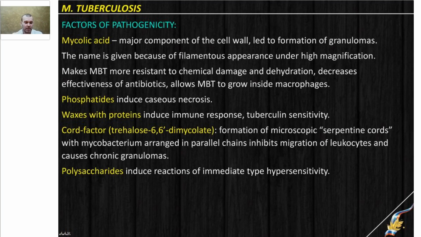We will talk about that later. Another important factor is known as the cord factor. It is a unique chemical compound which is responsible for the formation of, so to say, serpentine cords. Bacteria are arranged in columns. Again, I will show you that picture in the next slide. And in immunology, the component is responsible for inhibition of chemotaxis of immune cells, and that cord factor is the reason why the disease goes in an acute and very chronic way with formation of unique granulomas.